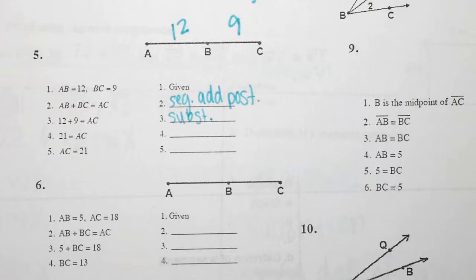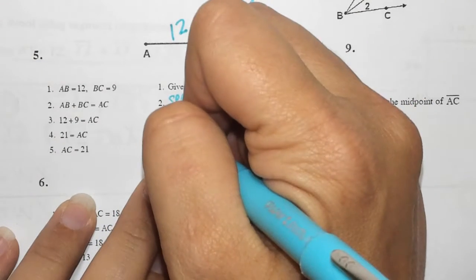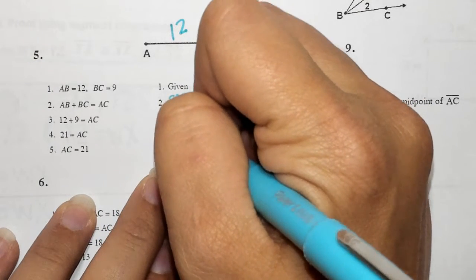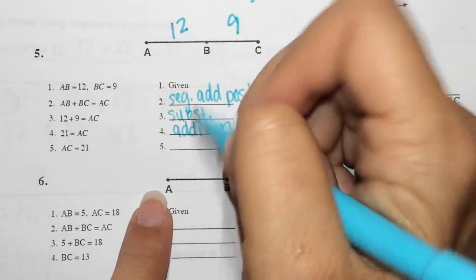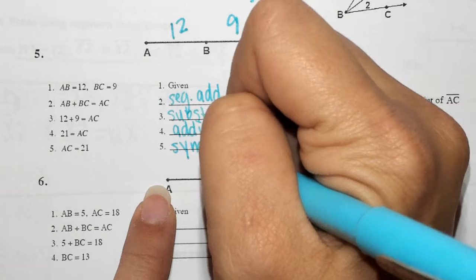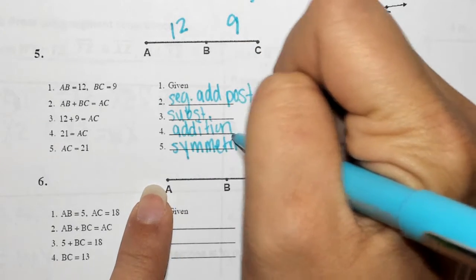I need these spaces to be bigger. All right, what about number 4? What did they do there? Addition. And then 5 was replacing. Is it? No. Symmetric. I keep getting those mixed up too. I keep thinking it's reflexive.